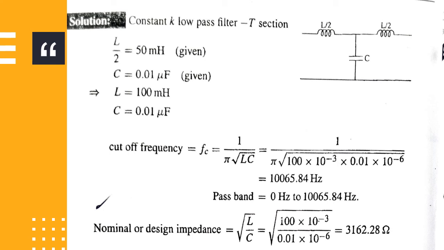Now go for the nominal or design impedance, which is K equals root of L by C. You have the L value, you have the C value, in millihenry and microfarad. You can divide, take the root, and you will be able to find 3162.28 ohm.